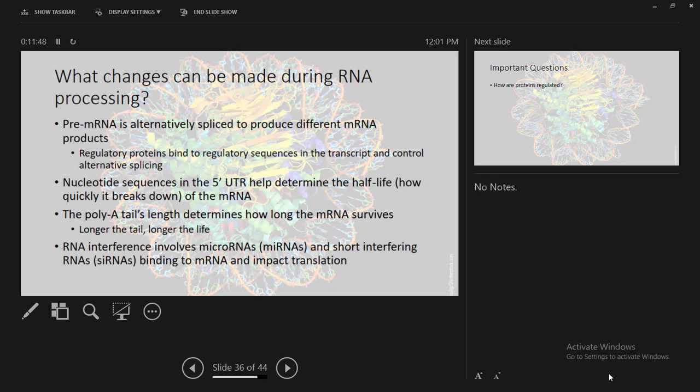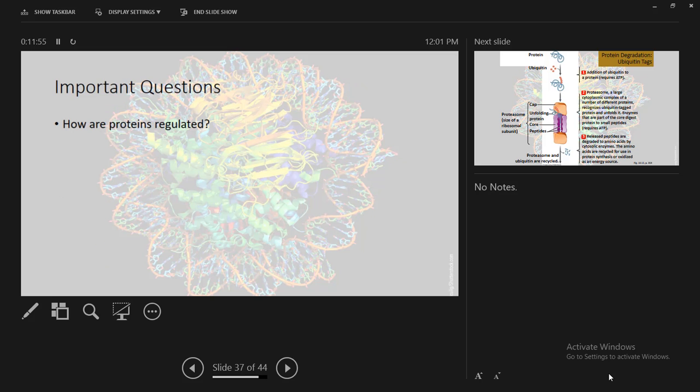Well, a kinase is an enzyme that will phosphorylate them, right? And so some proteins can be turned off by removing phosphate groups. Okay, so the last question we're going to deal with is this. Well, how are proteins regulated?